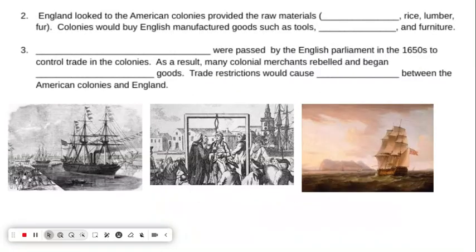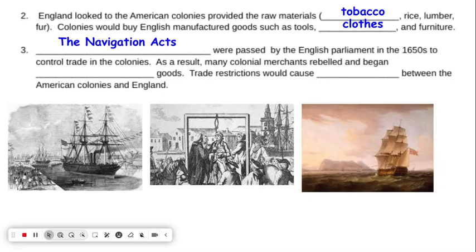England looked to the American colonies to provide raw materials such as tobacco, rice, lumber, fur, eventually cotton. The colonies would buy English manufactured goods such as tools and clothes and furniture.